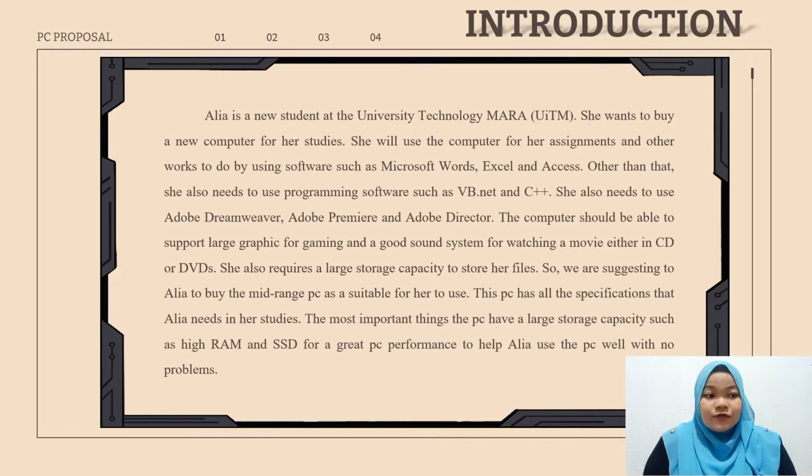The computer that she wants should be able to support large graphics for gaming and also have a good sound system for watching either CDs or DVDs. She also requires a large storage capacity to store her files, because all her files will soon be very important to her. We are suggesting that Alia buy a mid-range PC, as it is suitable for her. This PC has all the specifications that Alia needs in her study. The most important is that this PC has a large storage capacity, such as high RAM and SSD, for great performance to help Alia in her study.